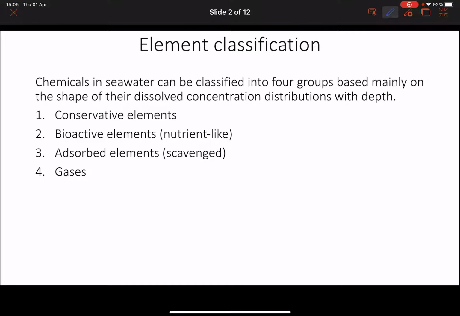So those depth profiles that we looked at for nutrients. We also looked at depth profiles for temperature and salinity and density and all those things. So this is now depth profiles of elements. And depending on the shape of that depth profile, they're classified as conservative elements, bioactive elements, which are sometimes referred to as nutrient-like, adsorbed elements, which are sometimes referred to as scavenged, and gases.